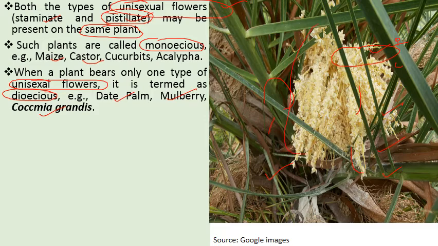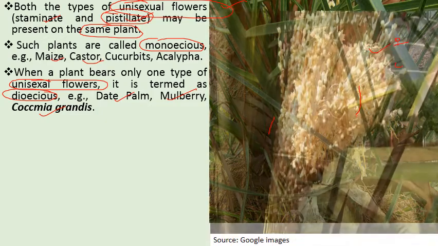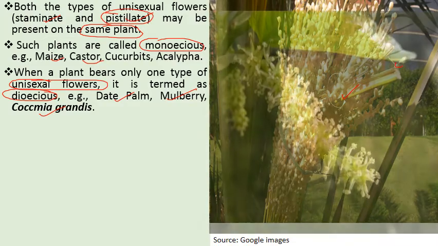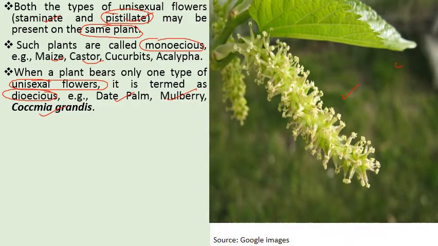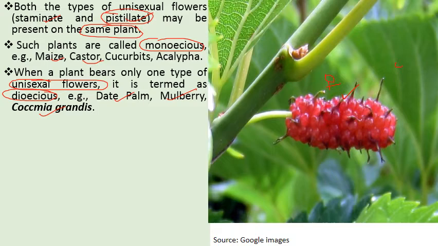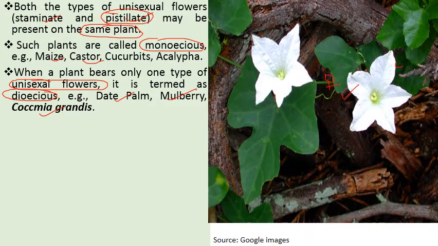So this is the male inflorescence of date palm. This photograph shows the male inflorescence of date palm, and this is the female inflorescence in case of date palm. Next, this is the photograph which shows male inflorescence in case of mulberry, and this is the female inflorescence in case of mulberry.